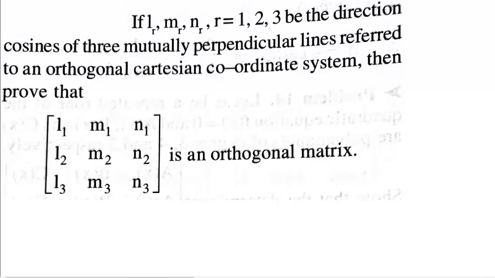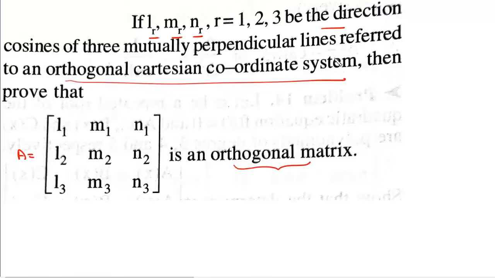Now the question is, if Lr, Mr and Nr be the direction cosines of three mutually perpendicular lines referred to an orthogonal Cartesian coordinate system, then prove that [L1, M1, N1; L2, M2, N2; L3, M3, N3] is an orthogonal matrix. Now suppose this matrix is A. Now we have three mutually perpendicular lines and these are direction cosines.